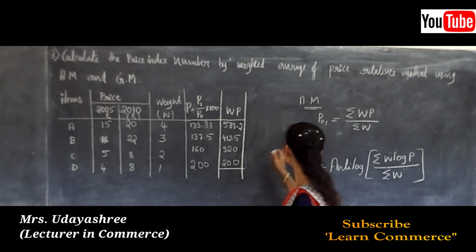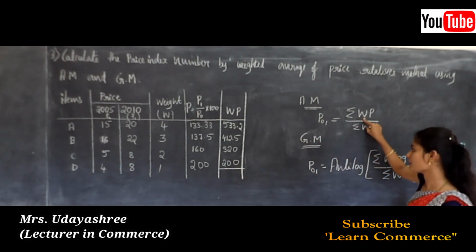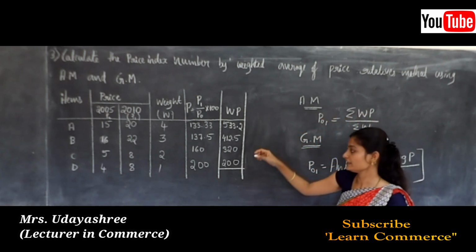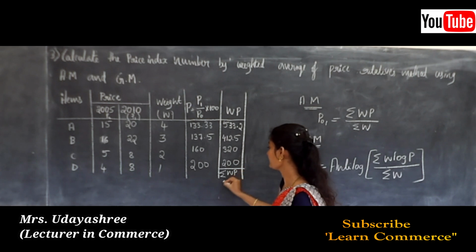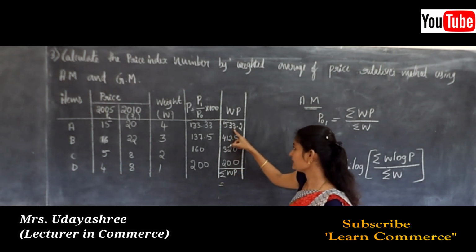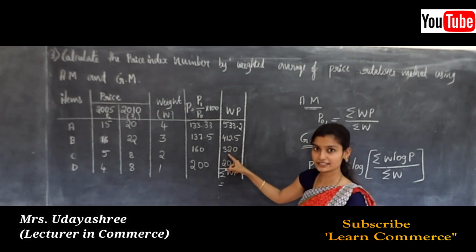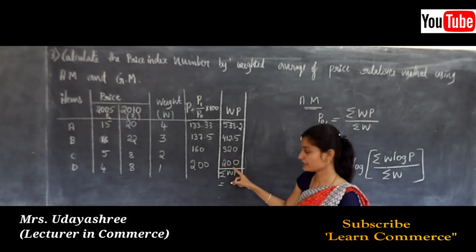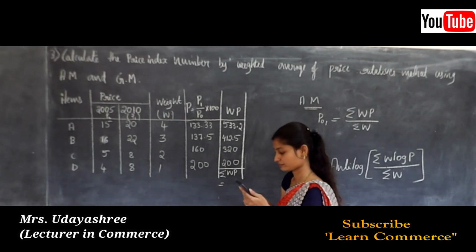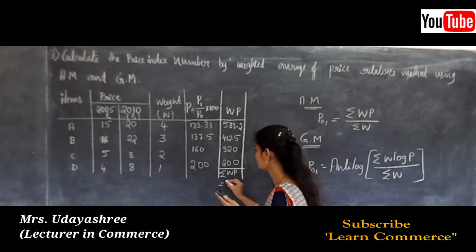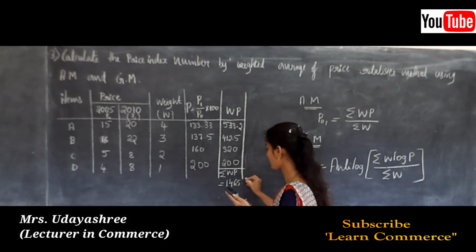So see, based on our formula we need to calculate sum of WP. So WP is there. Next we need to calculate the sum of WP, that is 533.2 plus 412.5 plus 320 plus 200. So the sum is 1465.82.